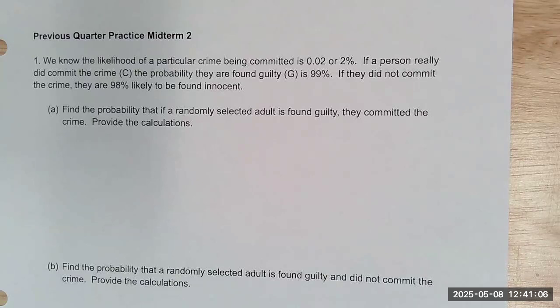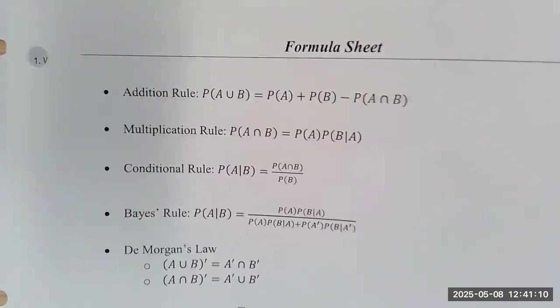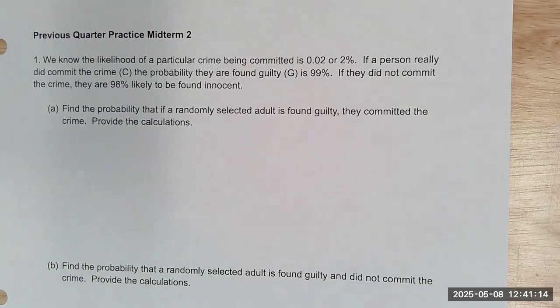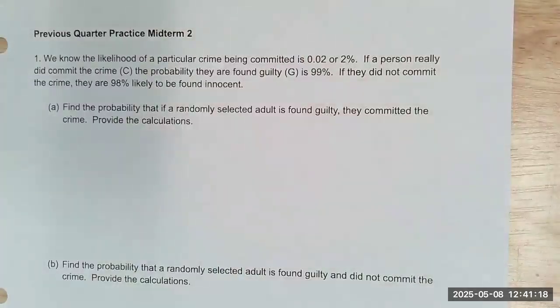So she gave you probability formulas at the top of your sheet. We've got all the things we need. Let's see if we can do this. Take a second and see if you can write down what information you were given. And then I'll write down what information we were given. We'll see if we got the same stuff.